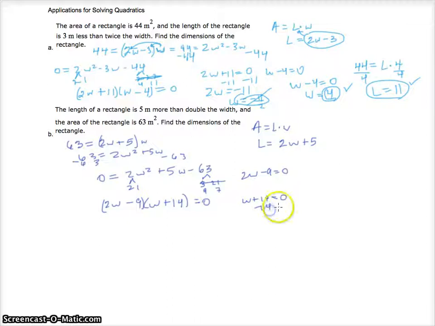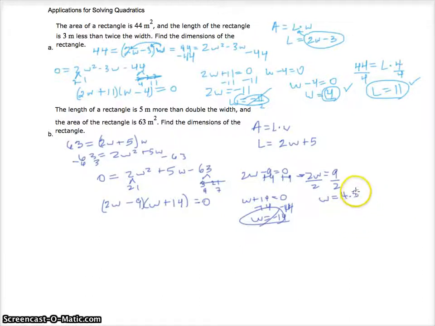This one's not going to work out because I'm going to get W equals negative 14. So we're not going to be able to use that one because I can't have a negative distance. I'm going to add 9 here, and that gives me 2W equals 9. I'm going to divide by 2 on both sides. W is going to give me 4.5.